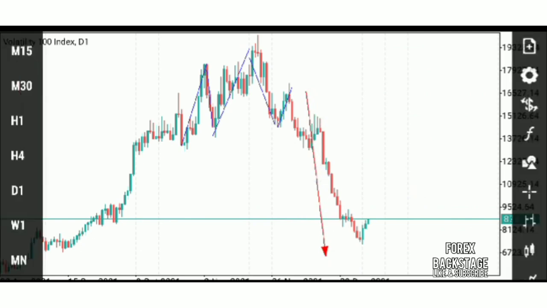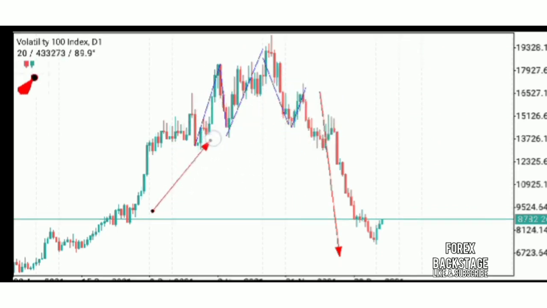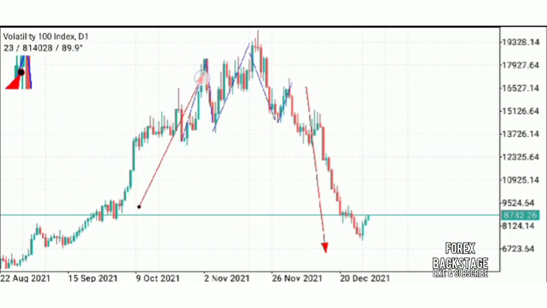Okay guys, as I've said at the beginning, we have a corrective movement here. In this corrective movement, which patterns do I have? Okay guys, back to the structure. We have a corrective movement here, and in it we have the first shoulder, the head, then the second shoulder. Then you know, okay, I have a head and shoulder.